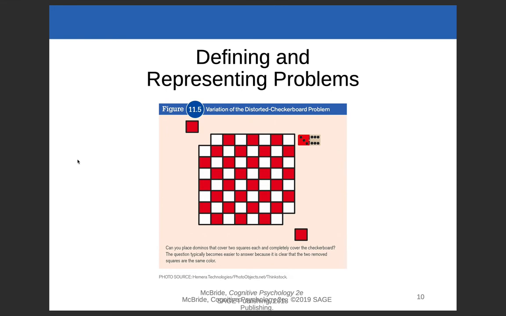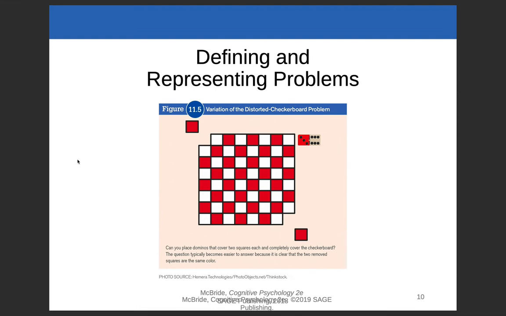Look at it like this, right? Pretend that you've taken a checkerboard and you've colored it in like a checkerboard would be colored, and then you have a domino that's half red and half white or half yellow. And then imagine if you were to remove two of the squares.